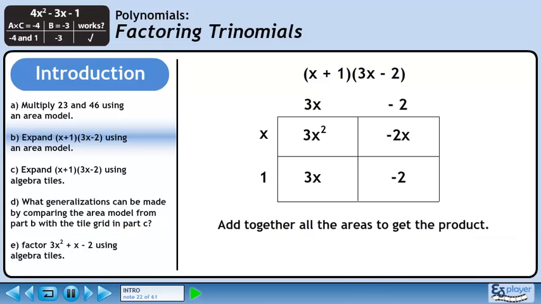Add together all of the areas to get the product. This is 3x squared minus 2x plus 3x minus 2. Combine like terms. Minus 2x plus 3x is x. The total area of the rectangle is 3x squared plus x minus 2, which is the same as the product of x plus 1 and 3x minus 2.